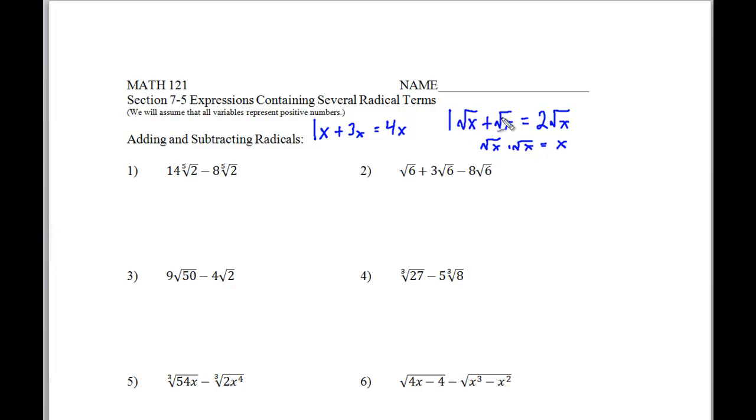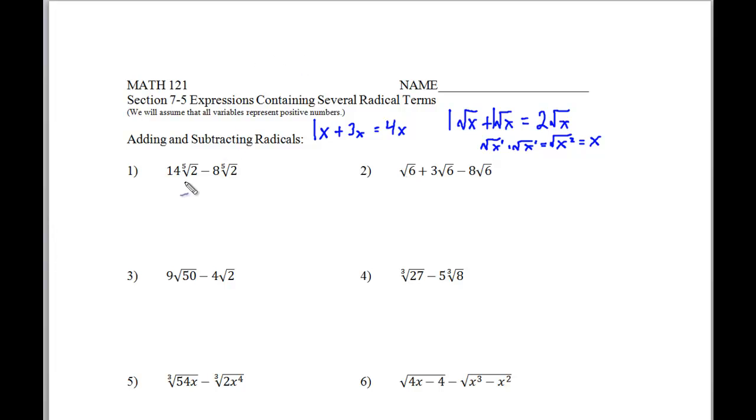So this would be 1 square root of x plus 1 square root of x is 2 square roots of x, and this is square root of x times square root of x, which is the square root of x squared, or you're adding the powers in the corner. 1 plus 1 is 2, and therefore the square root of x squared would be x.